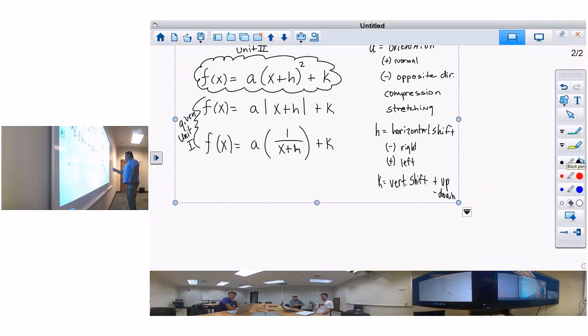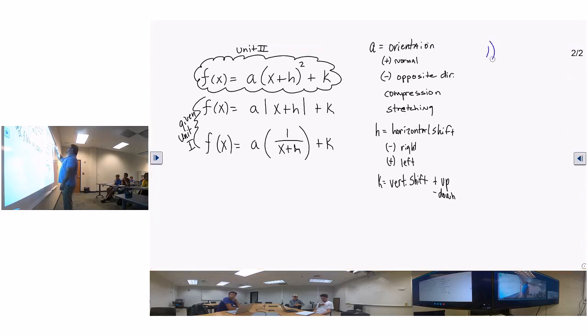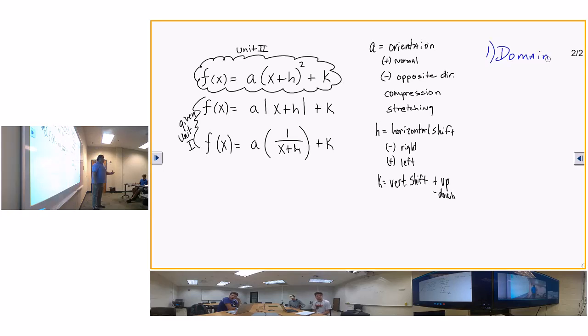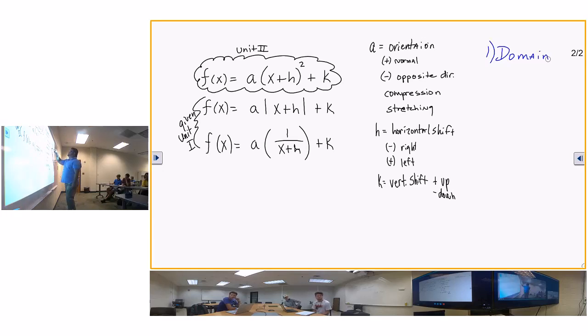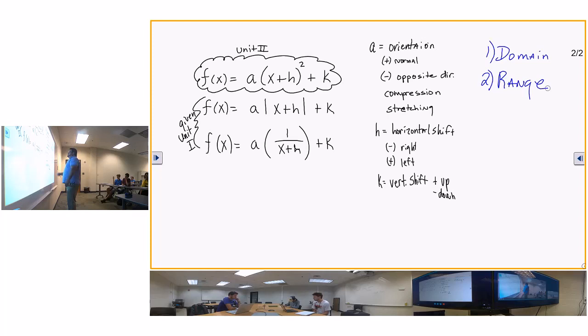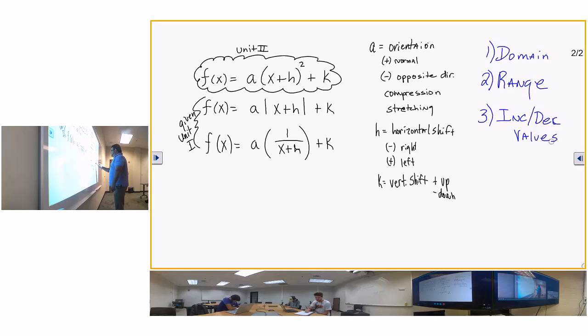Okay. What else can you find? I'm going to put these in blue because these are additional things that you can find when you know how to sketch a graph. 1, domain. You should be able to look at a graph and be able to tell what the domain is. 2, what's after domain? Range. 3, you should be able to tell increasing and decreasing values. And line of symmetry. All of those things you should be able to tell.